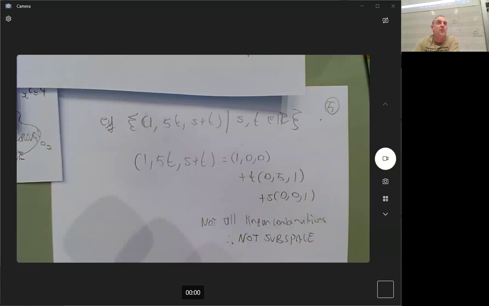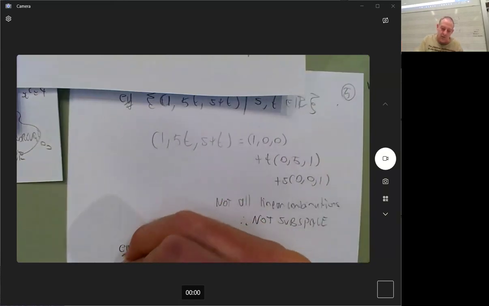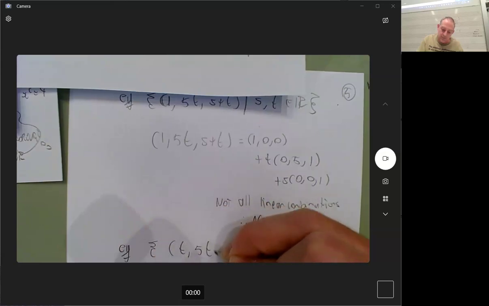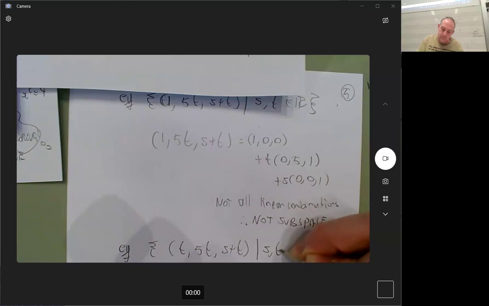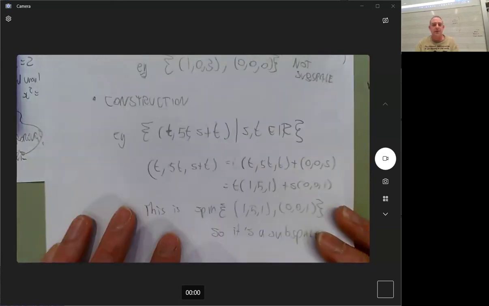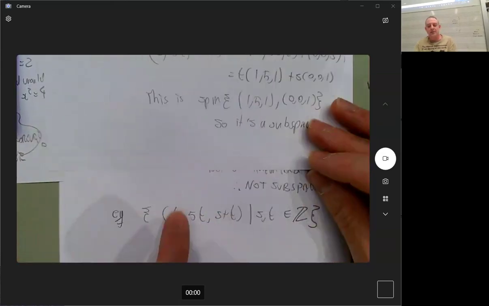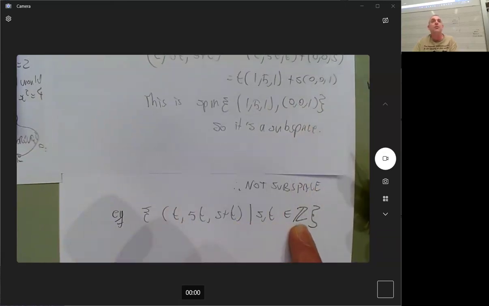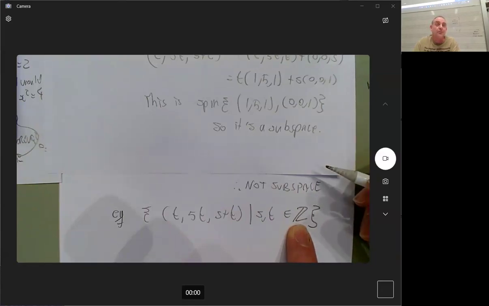Also, the 0 vector isn't one of these options because all of these vectors have 1 as their first coordinate, so you can't make the 0 vector this way. But I just want to make this argument because sometimes the 0 vector's in there and it's still not a subspace because you haven't got all the combinations. And one last example of not having all the combinations. Exactly the same as the previous one, 5t, s plus t. But the s and t are not all the numbers in R, they're only the numbers in Z. So it's, again, not all the linear combinations.